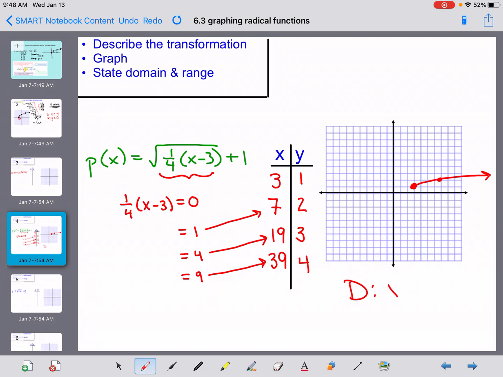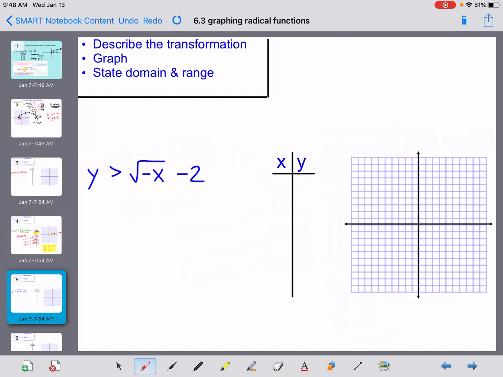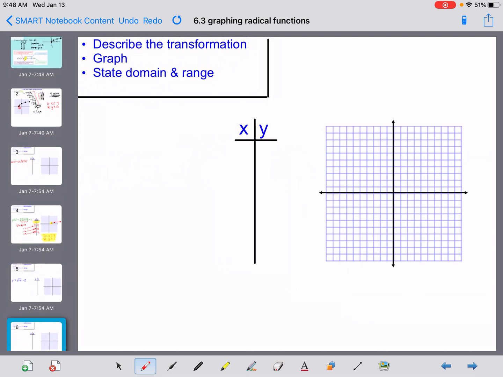Domain, x has to be greater than or equal to 3. Range, y has to be greater than or equal to 1. Maybe you've picked up on the trick that this first ordered pair helps you with the numbers for your domain and range. The only reason this would change is what we're about to do next. If you reflect, then these inequality signs could change, right? Maybe we're going below those points instead of above those points. Right, and we're going to try, I think, one more example.